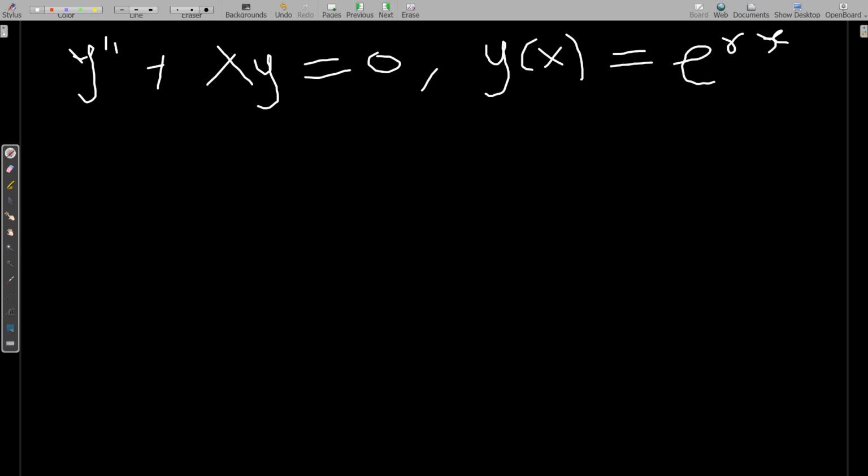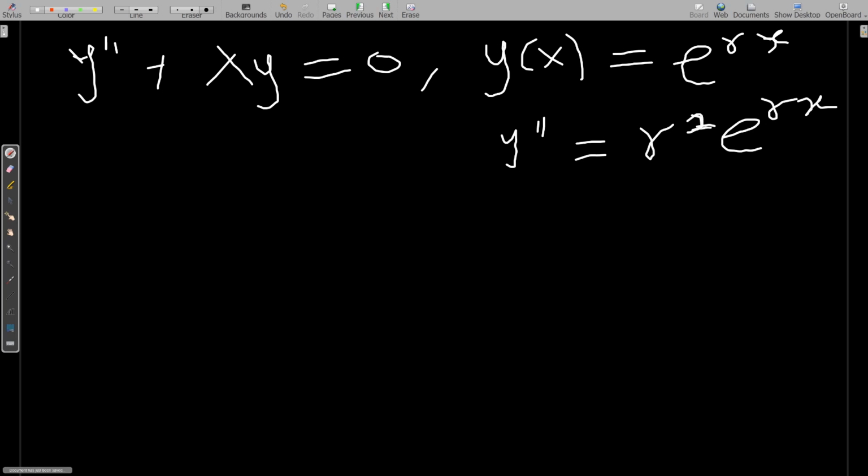I'm showing you how we got those forms. After assuming this, this should satisfy the equation. So we are saying that therefore y prime, let me differentiate it 2 times, will be r squared e to the power rx. Now if you go through the systematic differentiation, you get this.